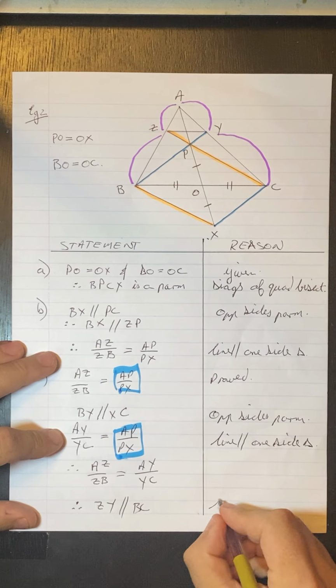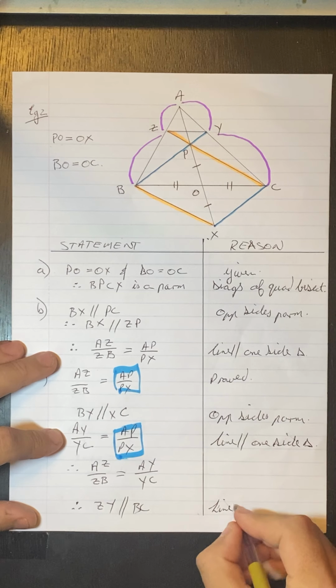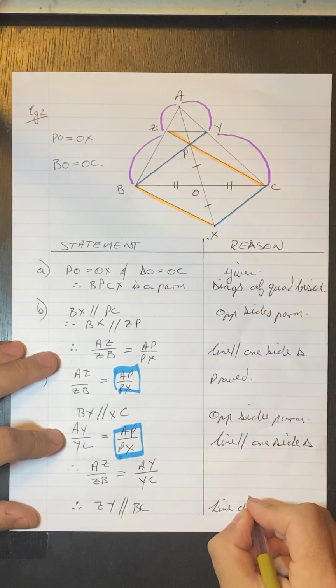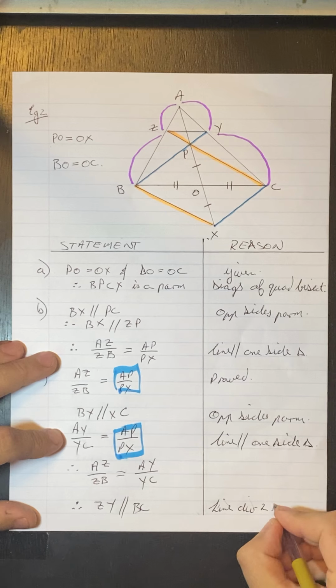My reason: line divides two sides of triangle in proportion.